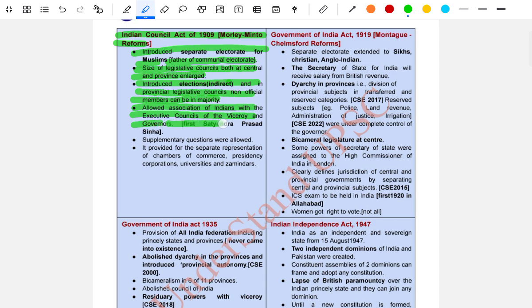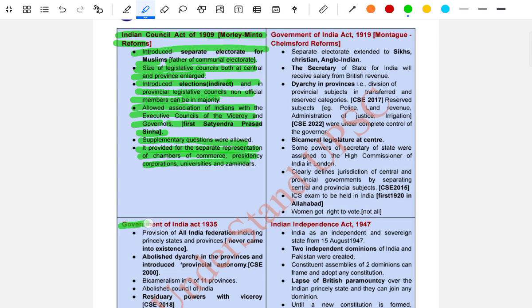First, Satyendra Prasanna Sinha. Supplementary questions were allowed. It provided for the separate representation of the Chambers of Commerce, Presidency Corporations, Universities and Zamindars.